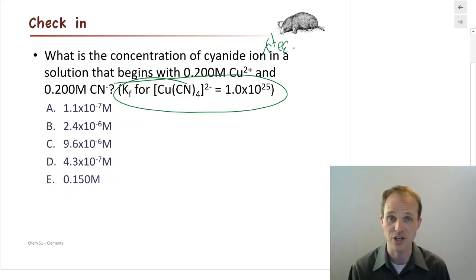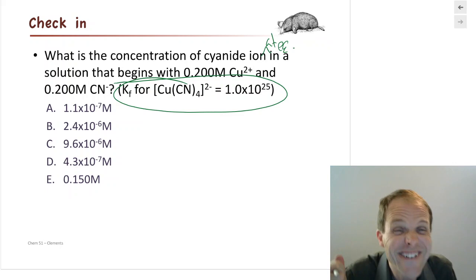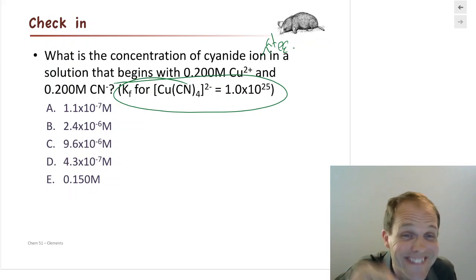So we don't have any volumes changing in this one. We're not adding solutions. I'm just telling you the initial concentrations of both of them. All right, go.